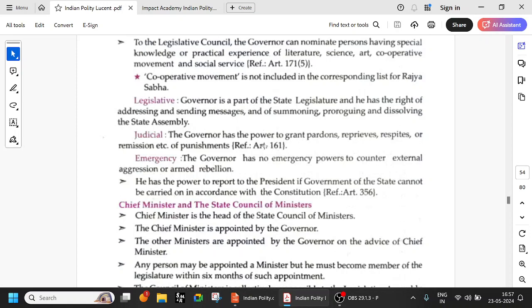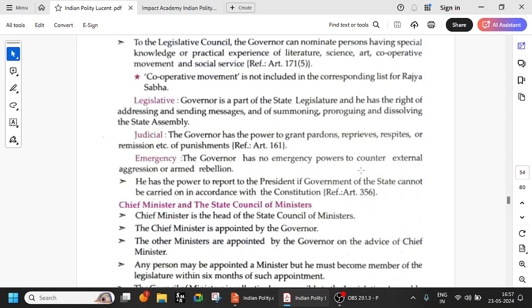We've also seen that governor cannot deal with death pardons. Okay, and he also cannot deal with court martials. Court martial is punishments given to the defense personnel. President has powers with regard to court martial and also death pardons. But governor cannot grant pardons for death sentence. Everything else he can do. Normal pardons, reprieve, respite, remission, all those things he can do.